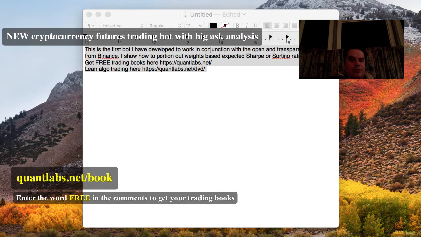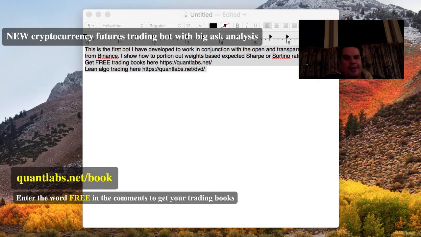Today I'm going to show you a new trading bot design I'm looking at doing. I'm hoping this will be one of the more effective ones since I've been looking at this.